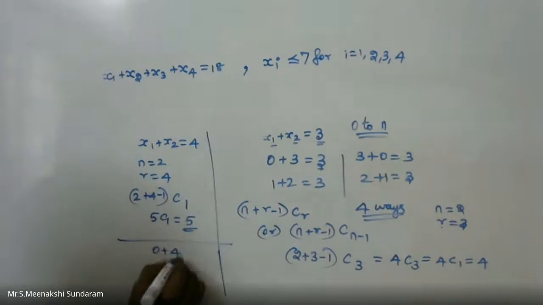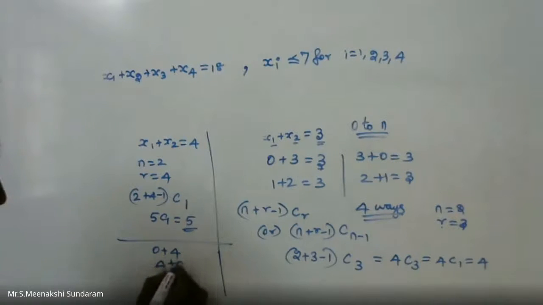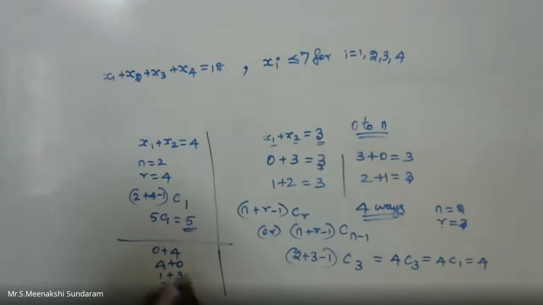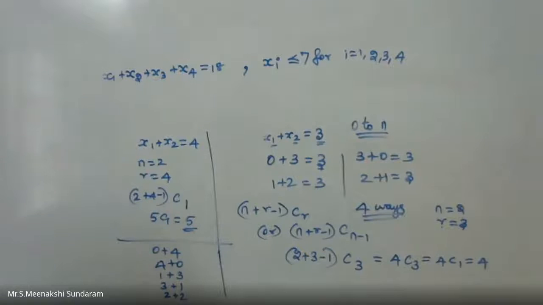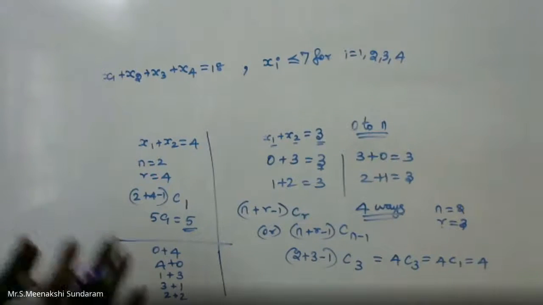0 plus 4 is one possibility. 4 plus 0. 1 plus 3. 3 plus 1. 2 plus 2. Any other possible? No. That is 5 ways. So this is asking for 2 marks.